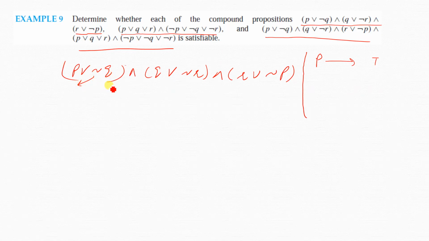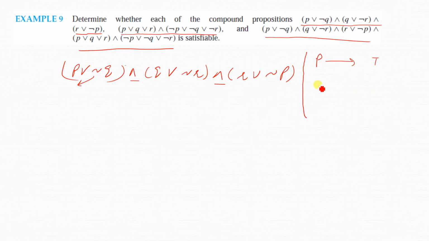Now in order to prove that this statement is true for some assignment of truth values to the variables, we have to prove that these three propositions, that is P or negation Q, Q or negation R, R or negation P, all must be true. If they all are true, then the conjunction of these three propositions will be true. If any of them is false, then this conjunction is going to be false. So we have to assign truth values to the variables for which all three are true.